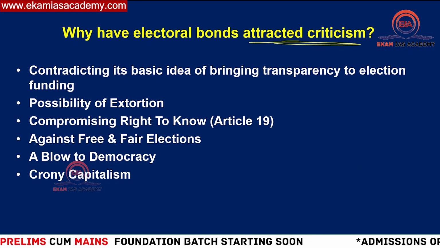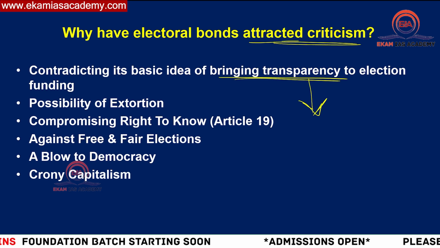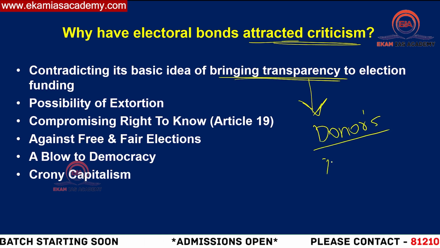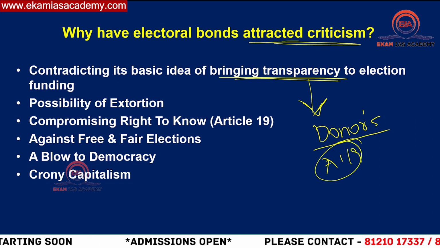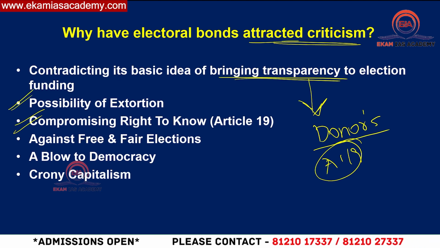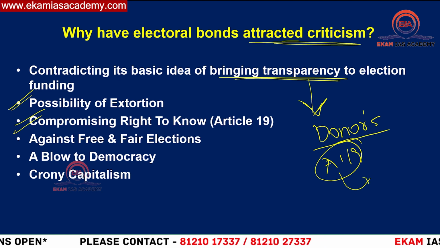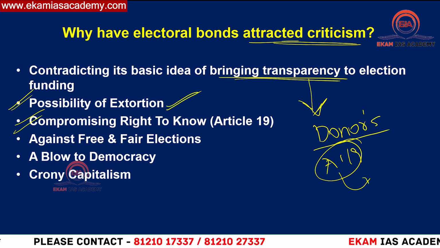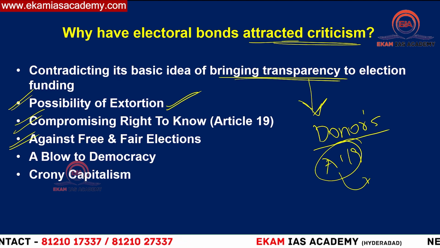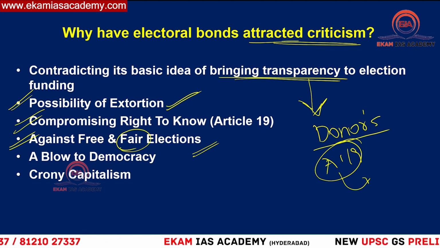Why did they attract criticism? Contradicting the idea of basic transparency. The government said they're ensuring transparency, but if you're not revealing the donor's name, that is clearly violating Article 19. So this is what the Supreme Court has understood. Compromising the right to know, and possibility of extortion. So money can be changed into hands, and it can be diverted in different ways, and it can enter into this electoral bond scheme only. Then, against free and fair elections. If you're not disclosing the information, then how can you say it is fair? So that is why it is against free and fair elections.